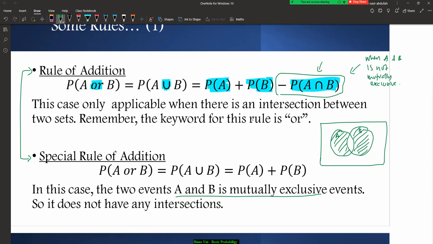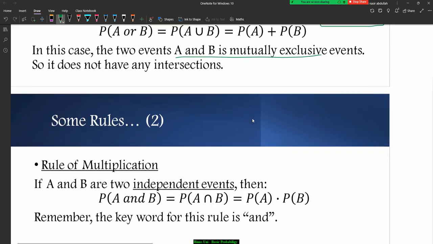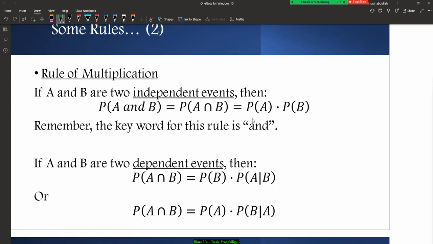The second rule is just an addition, so this is a rule of addition. Let's look at the second rule. The second rule says rule of multiplication. There are two parts here. If A and B are independent events, it means that the probability of A intersect B, probability of A and B, is equal to probability of A multiplied with probability of B, right? So the keyword for multiplication is AND, for addition is OR.